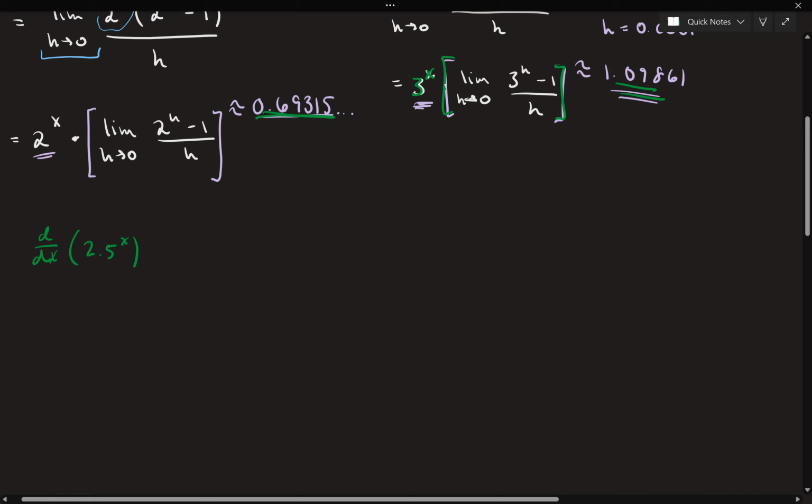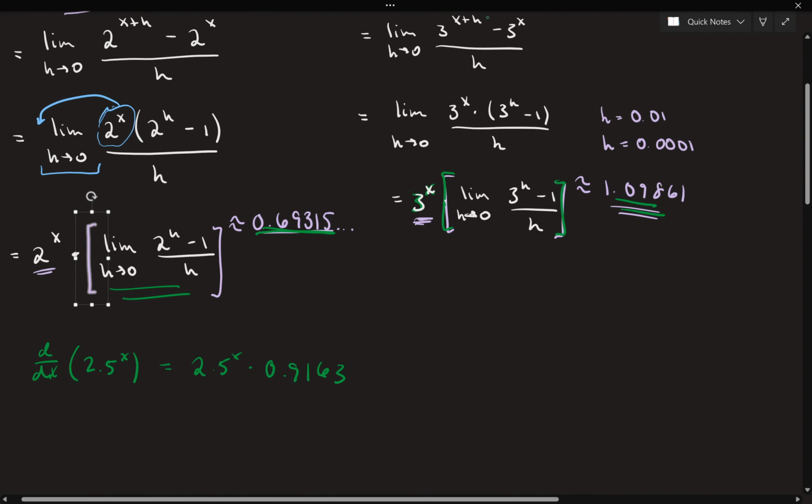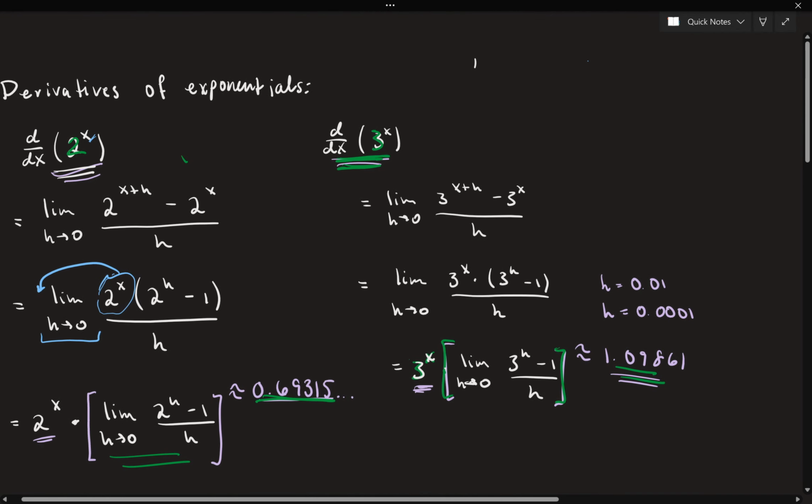I have to actually plug it in. You get 2.5 to the x, and the limit that you get, I'm skipping the steps in the middle, but that's okay. The number you get is 0.9163. So it's some number between 2.5 and 3.